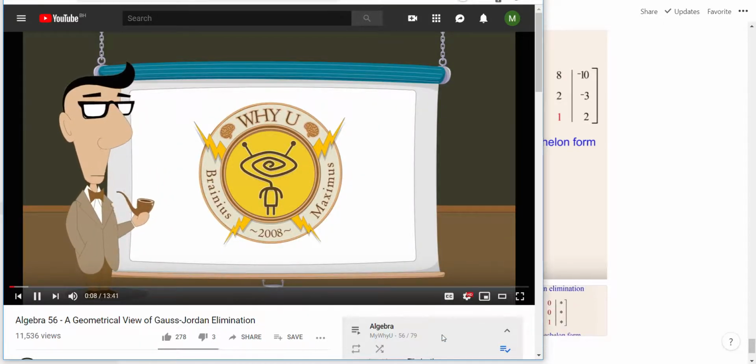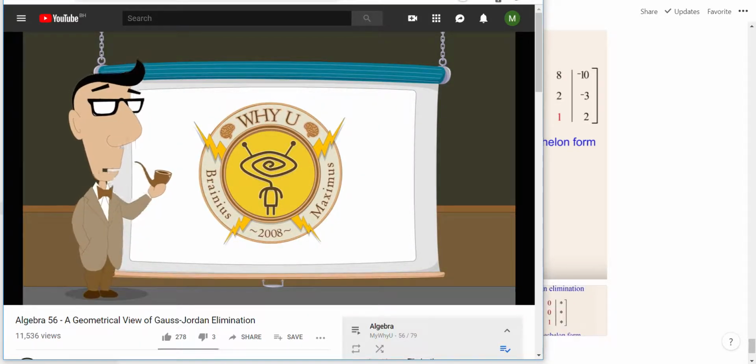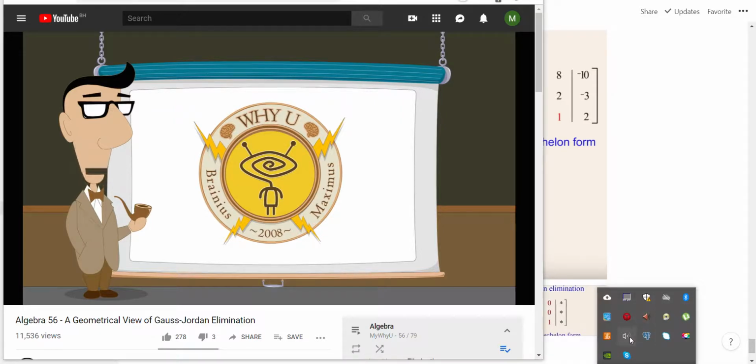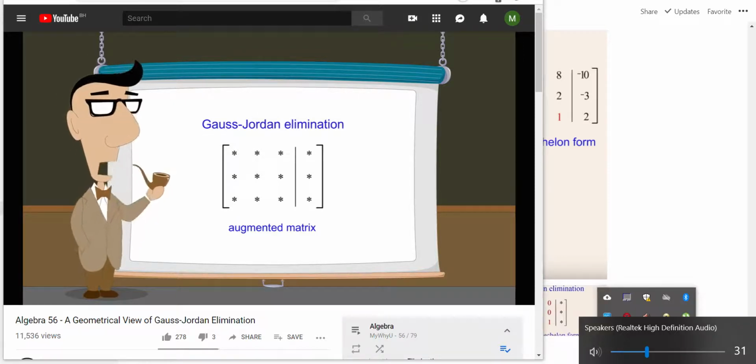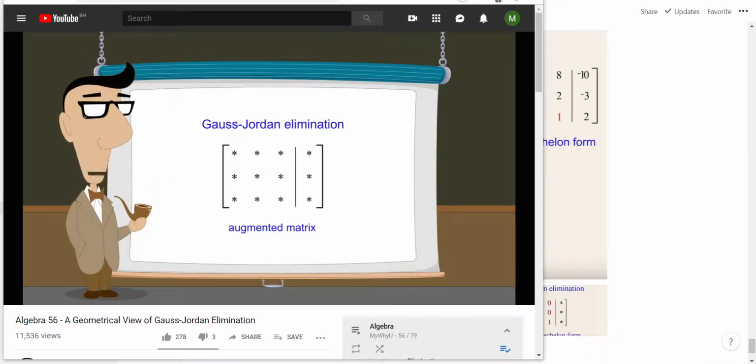Welcome to YU. In the last lecture, we saw how an augmented matrix can be simplified through the process of Gauss-Jordan elimination. This is accomplished by performing a sequence of elementary row operations which simplify the matrix one entry at a time until the matrix is in reduced row echelon form.